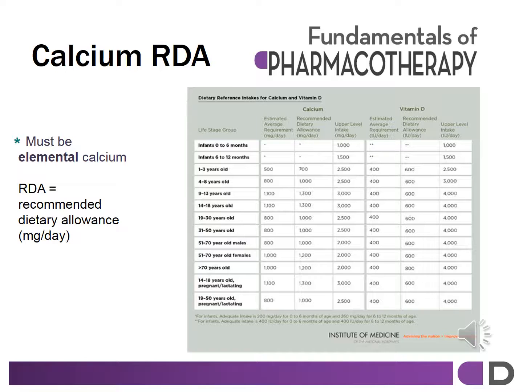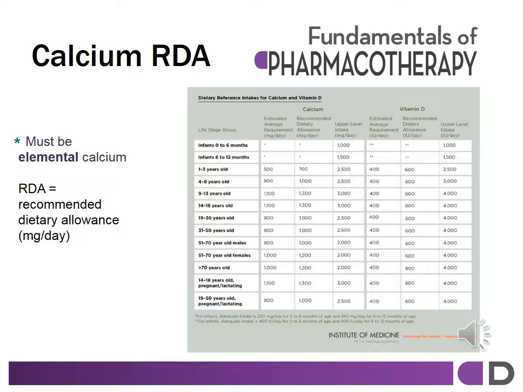The RDA includes calcium from food and from supplements. When you're looking at over-the-counter calcium, you want to make sure that you are looking at the elemental calcium because that's what the RDA is measuring. You cannot buy just plain calcium. It's always linked to a salt like calcium carbonate or calcium citrate. So you have to look at what the elemental calcium is on the label.